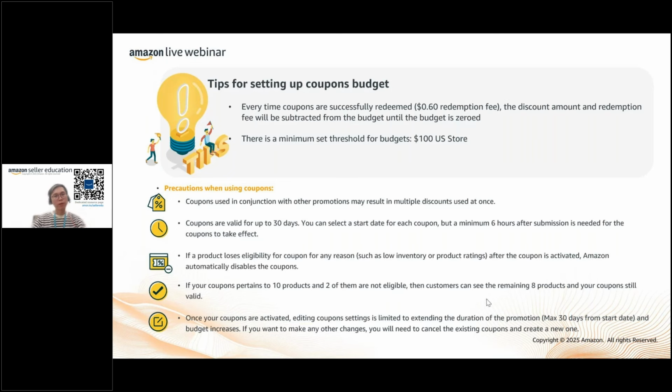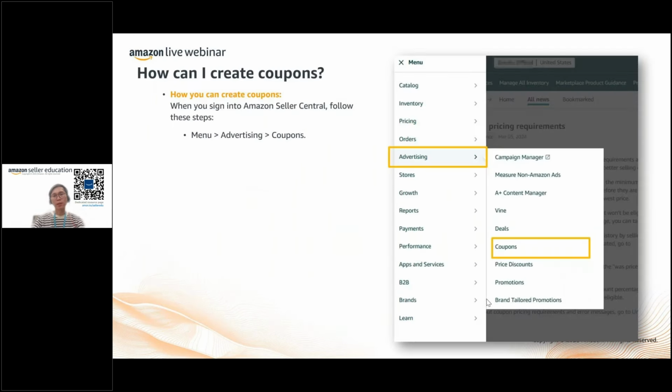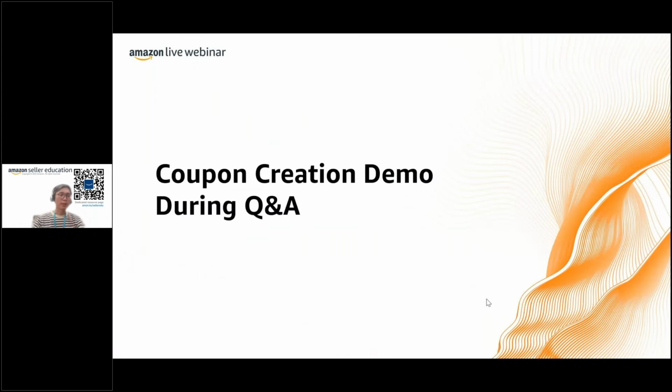So where can you find coupons? Later on, I will share this during the Q&A. I will go through with you where you can find the settings, and we'll see if we can do some setup as well, if my test account can do that.